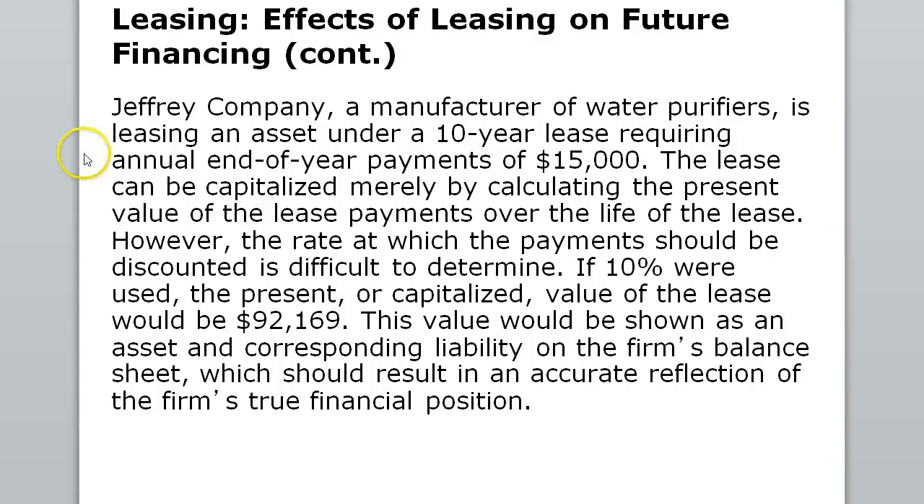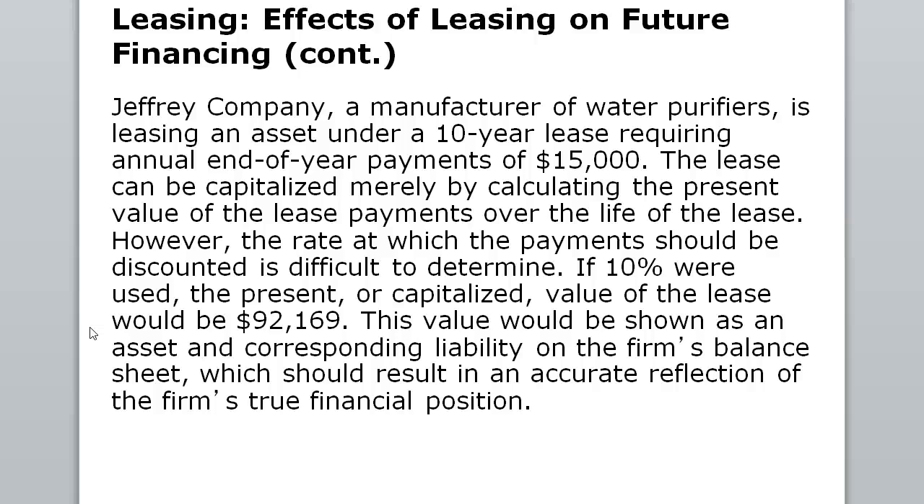This 10-year lease requires annual end-of-the-year payments of $15,000. The lease can be capitalized merely by calculating the present value of the lease payments over the life of the lease. However, the rate at which the payments should be discounted is difficult to determine. If 10% were used, the present or capitalized value of the lease would be $92,000. This value would be shown as an asset and corresponding liability in the firm's balance sheet, which should result in an accurate reflection of the firm's true financial position.